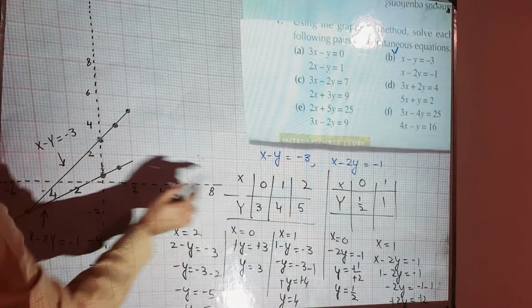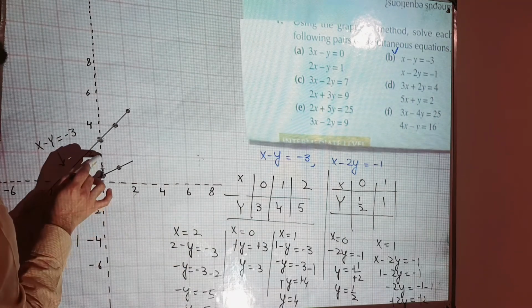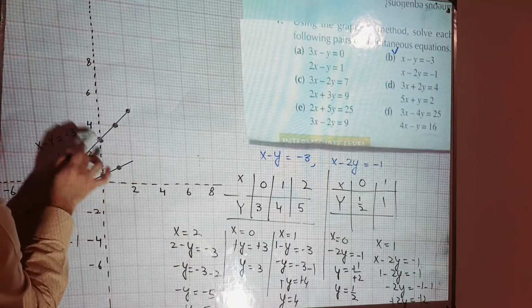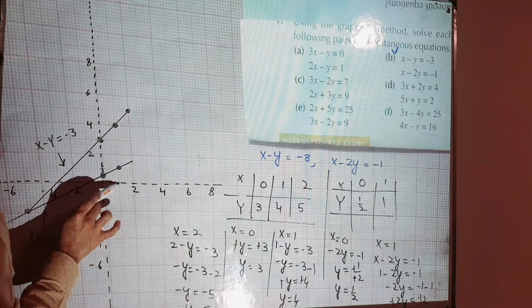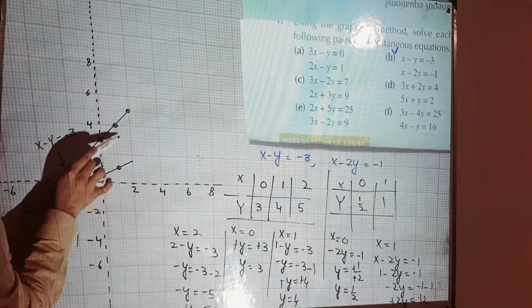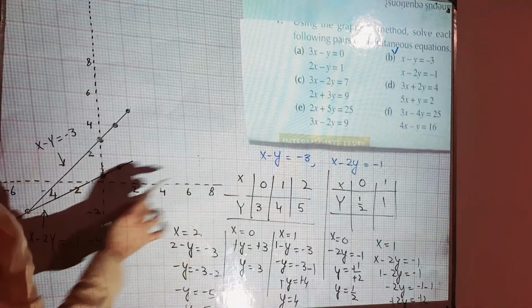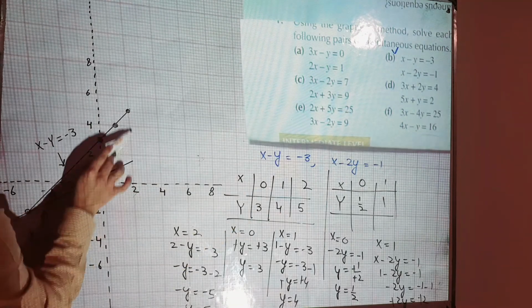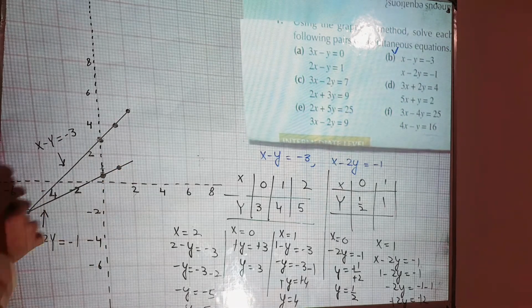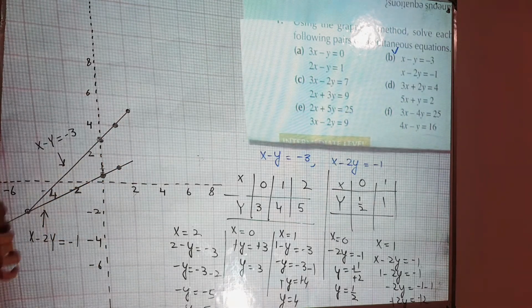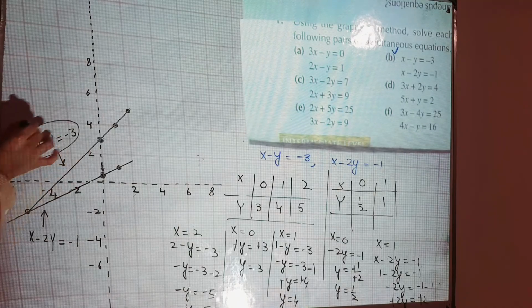Now when x is 0, y is 3. This is 3. When x is 1, y is 4. When x is 2, y is 5. Now we got these 3 points. Join them with a straight line. You got the graph of this one.